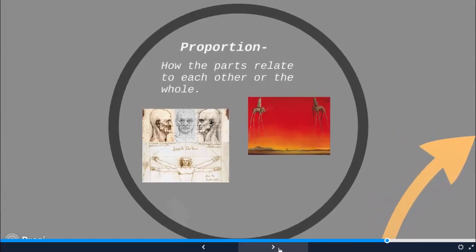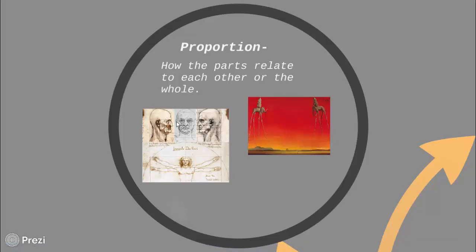And then we have proportion. So how parts relate to each other or the whole. So if I were to simplify the definition there, it's how big or small something is compared to everything else. A lot of times we'll talk about, in drawing and design too, facial proportion. So how big should your eyes be in comparison to your nose? How big should a person's arm be in comparison to the rest of their body? Proportion is really important. A lot of times it's proportion that makes things look off.